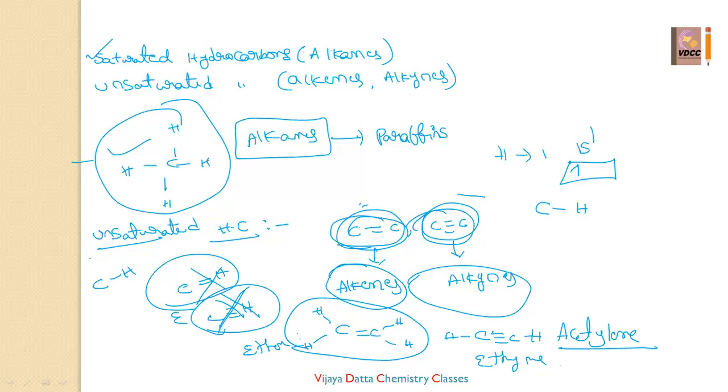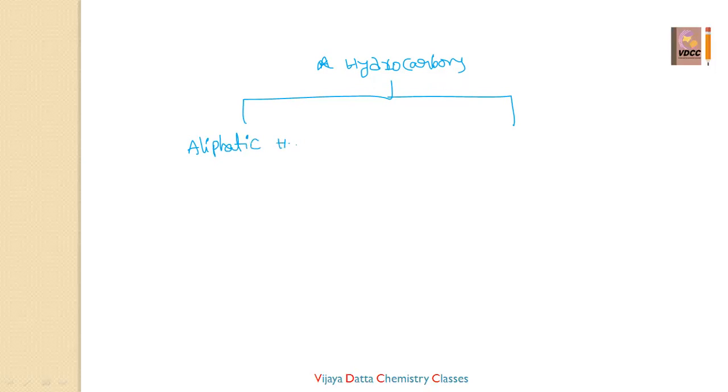In our daily life we see some hydrocarbons. The classification of hydrocarbons: aliphatic hydrocarbons and aromatic hydrocarbons. Aliphatic hydrocarbons are again classified as saturated hydrocarbons and unsaturated hydrocarbons. The unsaturation is present in alkenes and alkynes. So I'll draw the flow chart for hydrocarbons like this. Hydrocarbons are of two types. The first one is aliphatic hydrocarbons, and the second is aromatic hydrocarbons.